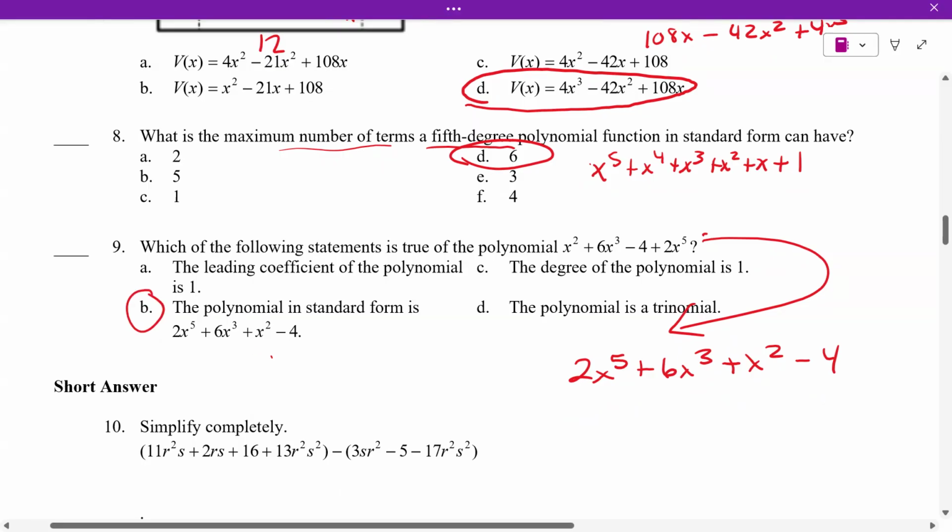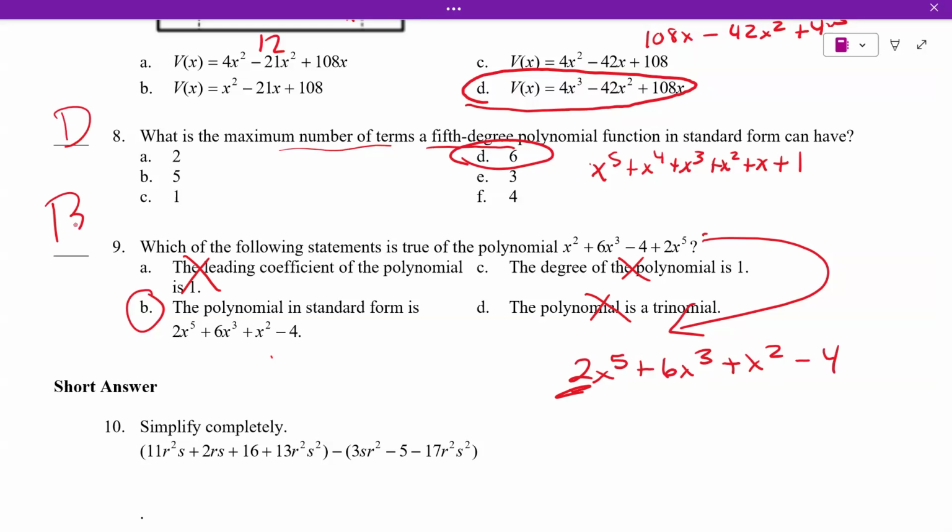The leading coefficient is a 2, so that doesn't work. The degree is 1? Nope, that doesn't work because the degree is 5. And it's trinomial? No, it's a polynomial because there's 4 terms. So B is the answer. Up here, D is the answer.